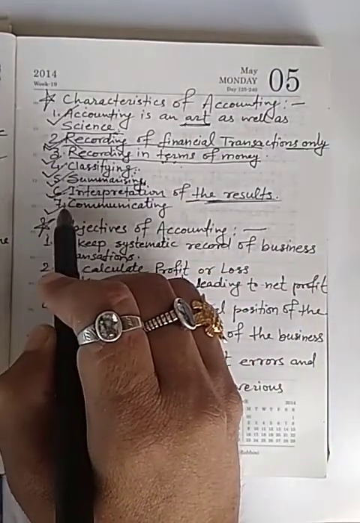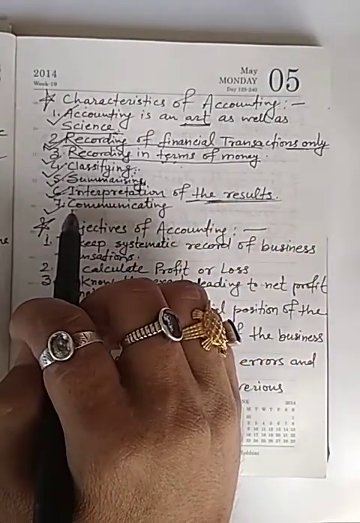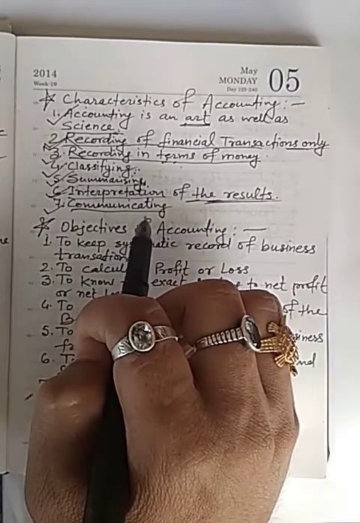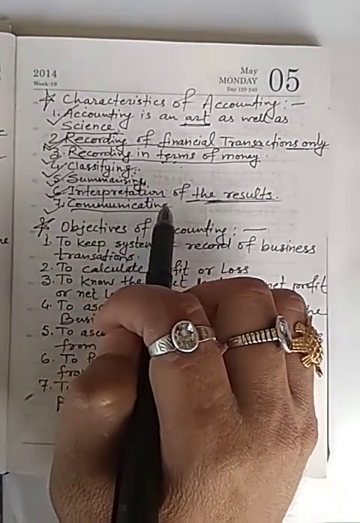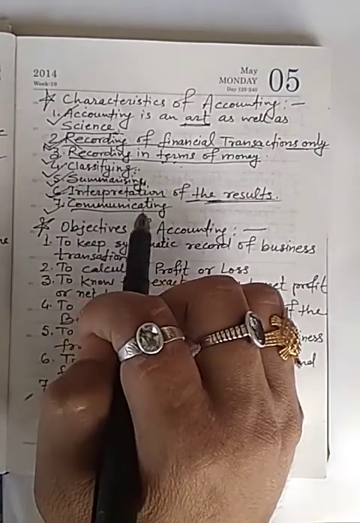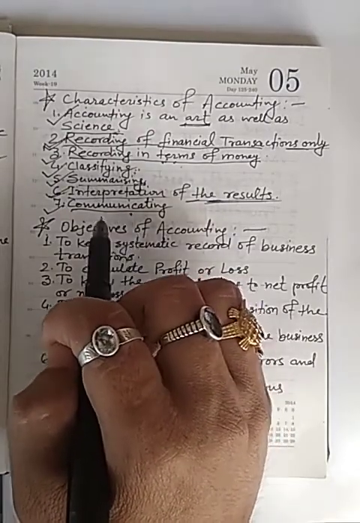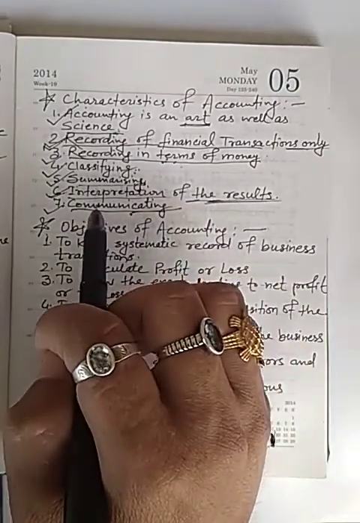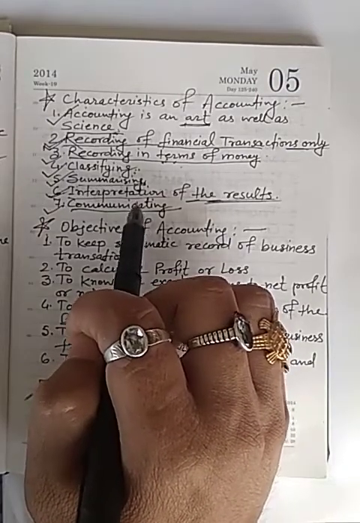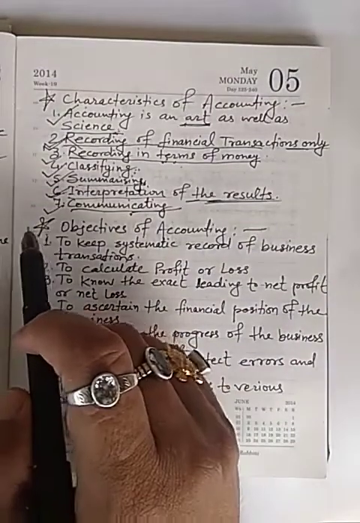And the last point of characteristics of accounting is communicating the results. Accounting attributes also include the communication of financial data to the users who analyze them as per their individual requirements, because all the individuals have their own requirements.